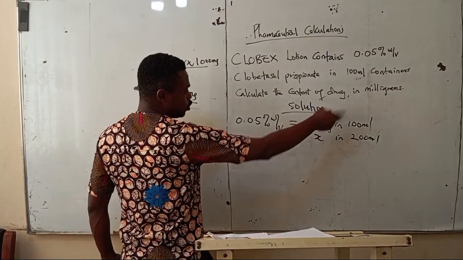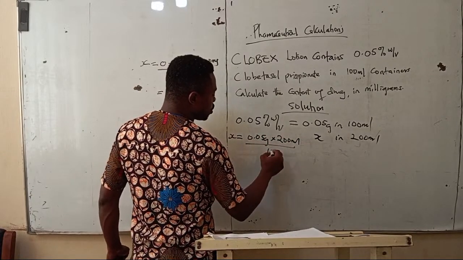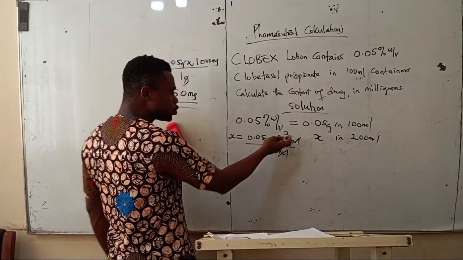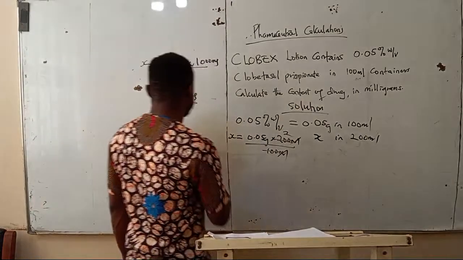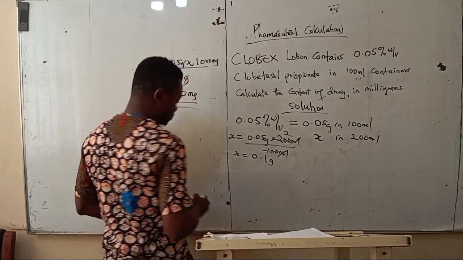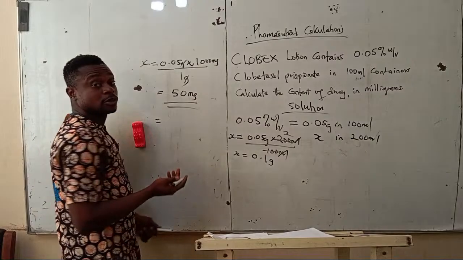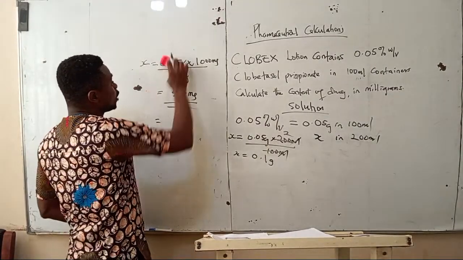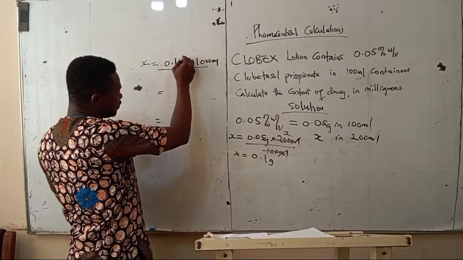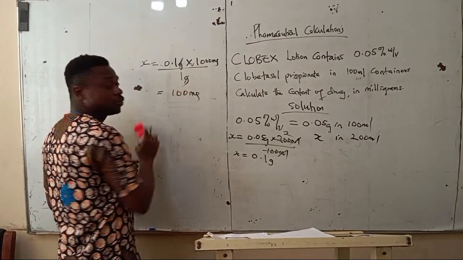So we find this X. We cross multiply: 0.05 gram times 200 ml, all over 100 ml. ml will cancel ml, 100 will cancel into 200, we have 2. 2 times 0.05 gram gives 0.1 gram. So X is 0.1 gram. Now we convert 0.1 gram to milligram. We replace 0.05 with 0.1 gram, so we have 0.1 gram times 1000 milligram. Gram will cancel gram. So 0.1 times 1000 milligram is 100 milligram.